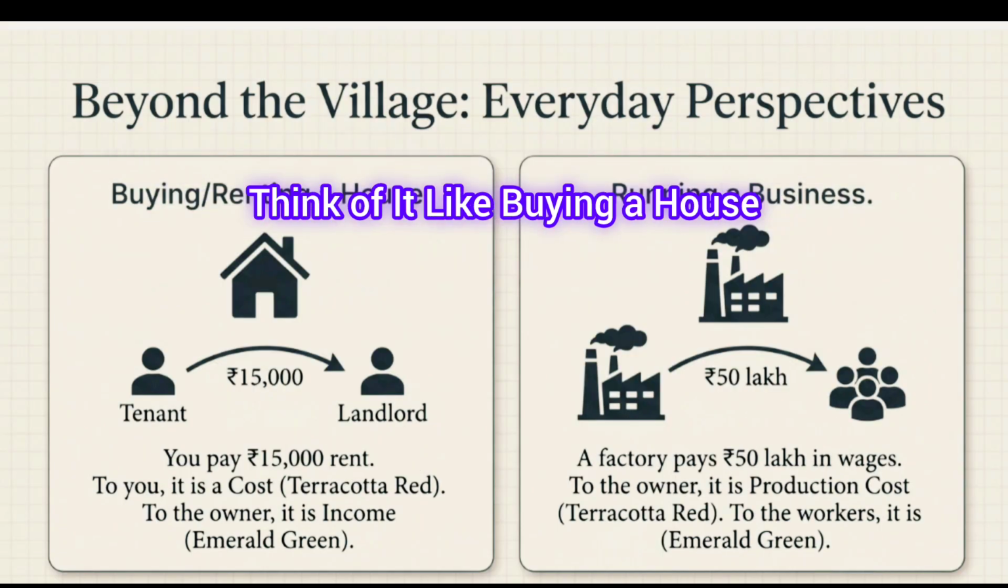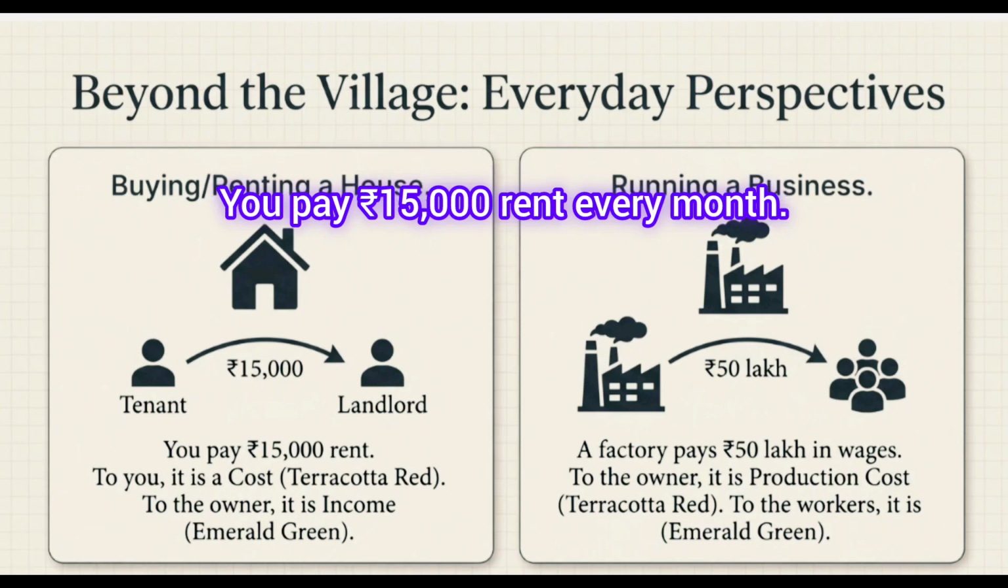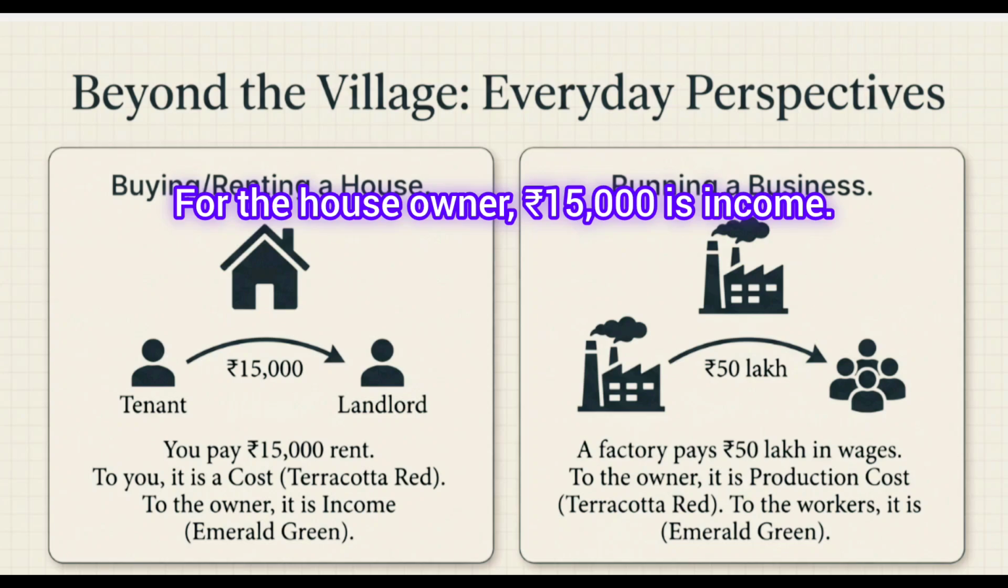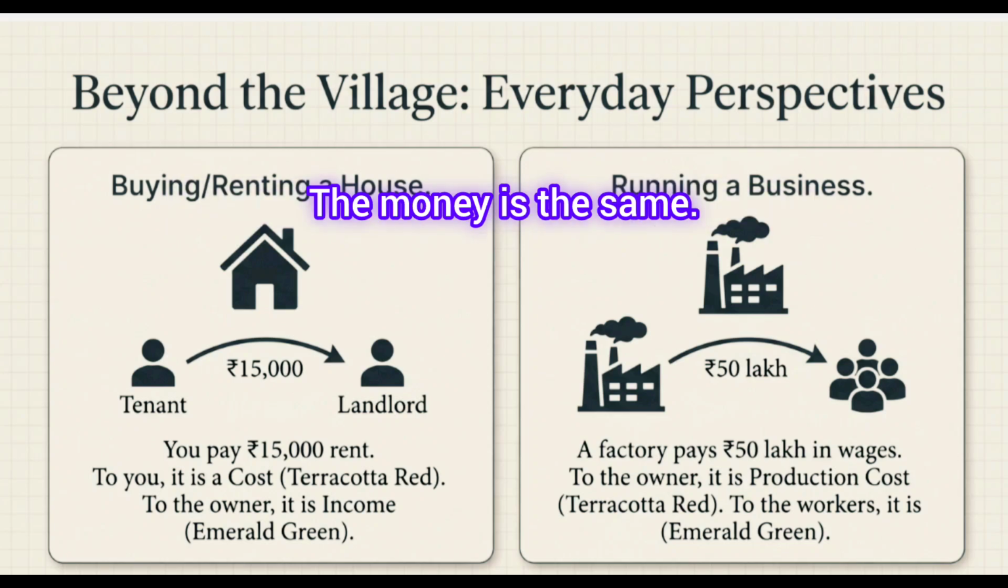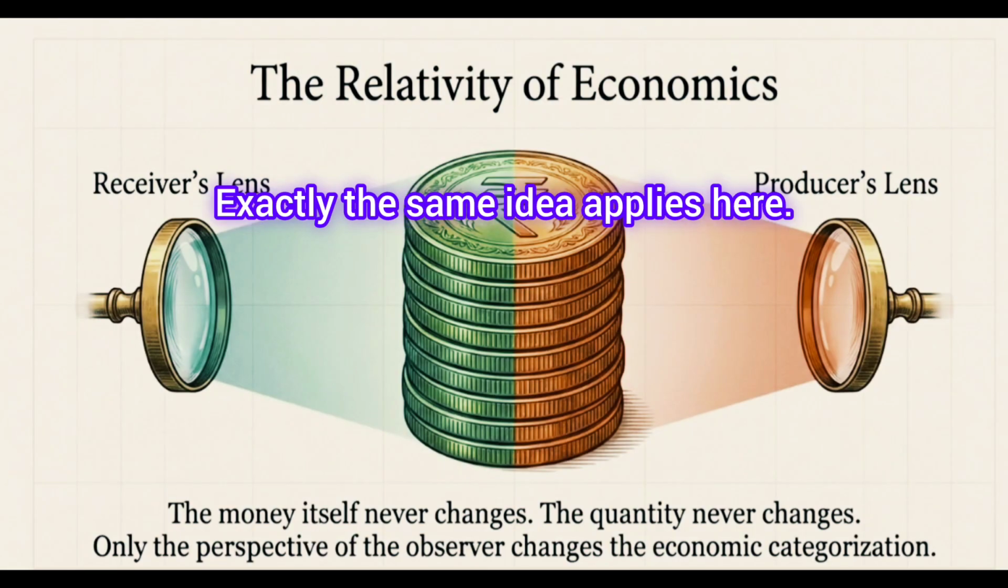Think of it like renting a house. You pay 15,000 rupees rent every month. For you, 15,000 rupees is a cost. For the house owner, 15,000 rupees is income. The money is the same, only the perspective changes. Exactly the same idea applies here.